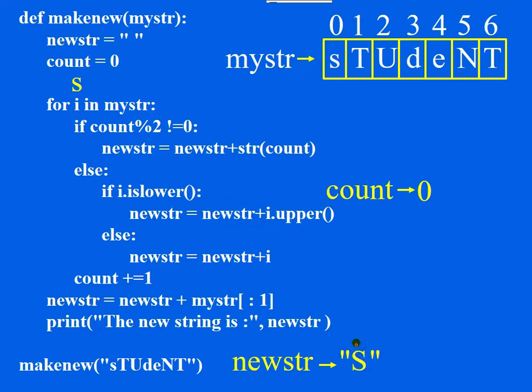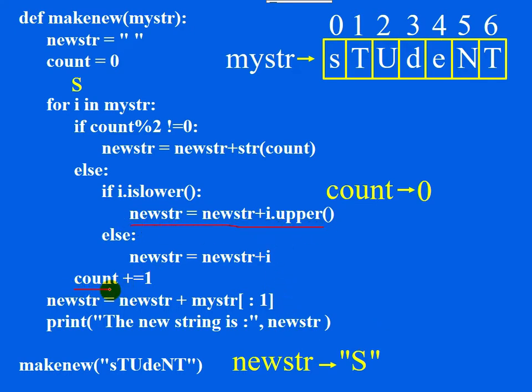Okay, so capital S is a string. That's the reason why it is enclosed inside double quotes, because a string is enclosed either inside single quotes or double quotes or triple quotes. Triple quotes is made use of for multi-line string. Okay, so this is executed.